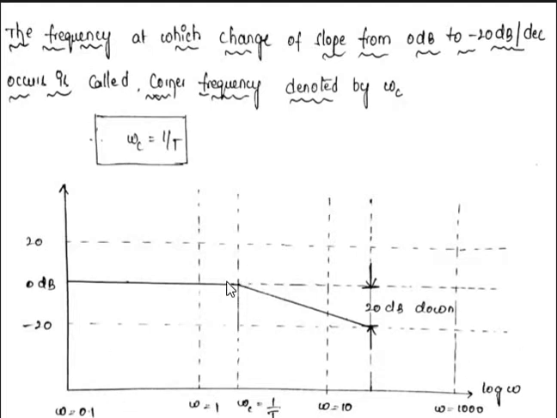Once again, remember the poles are in the denominator, so the slope is drawn towards the denominator. This is the simple technique to remember whether the slope is decreasing or increasing. If poles, it means decreasing, 20 dB decreasing per decade.